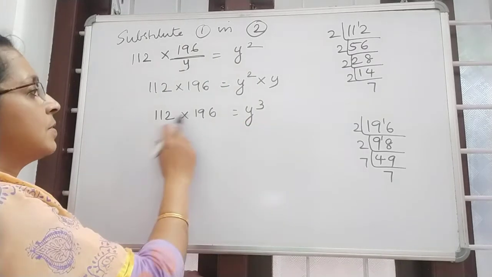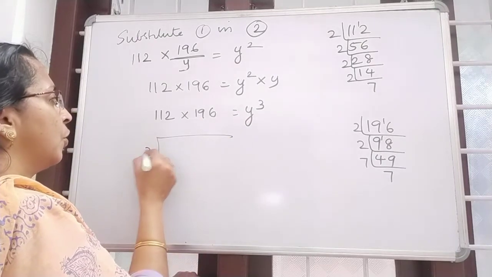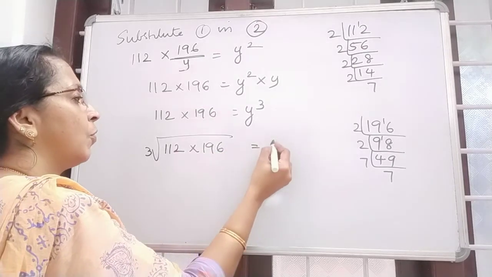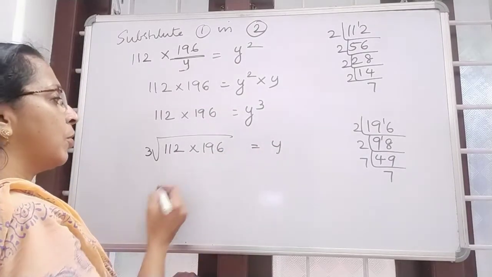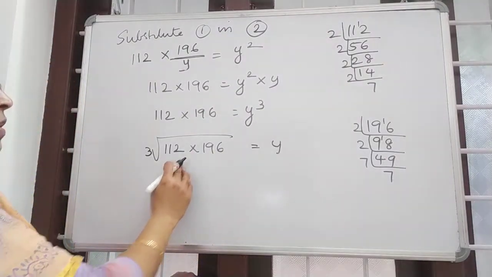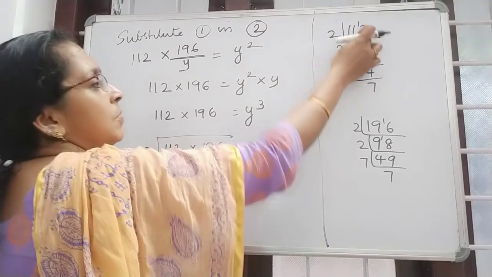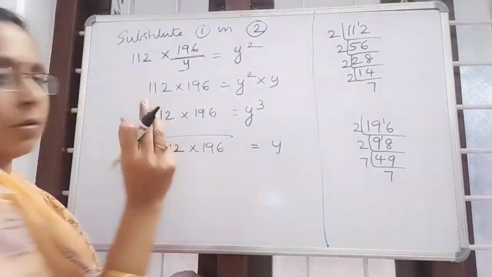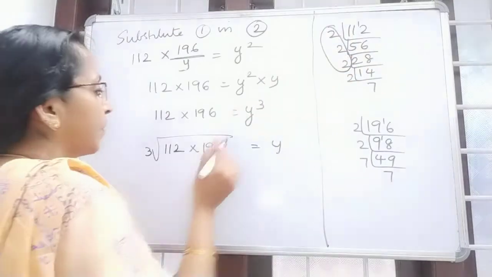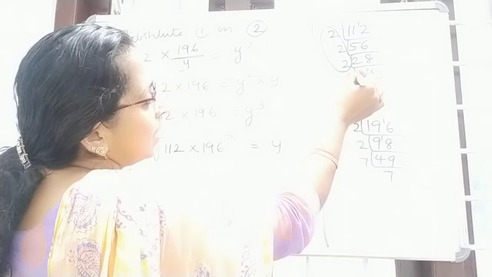So y cube is this one, so y we can write as the cube root of 112 into 196. We can take separate cube roots of 112 and 196. For cube roots, use the prime factorization method in the working column. If we factorize 112 we get it this way. Cube root means taking 3 together. Here in 196, only two 2's we can adjust with this.